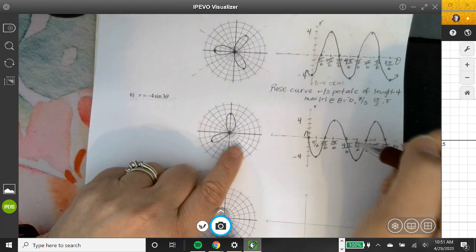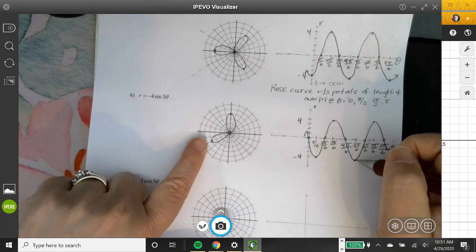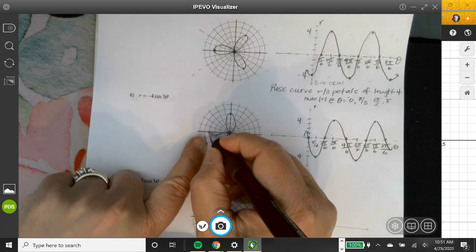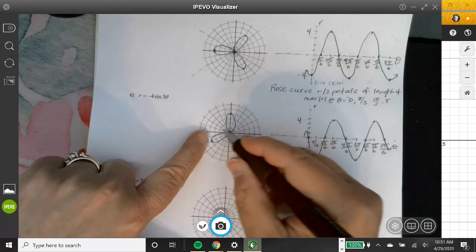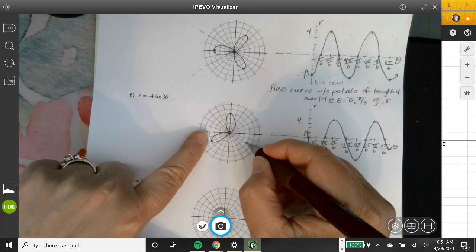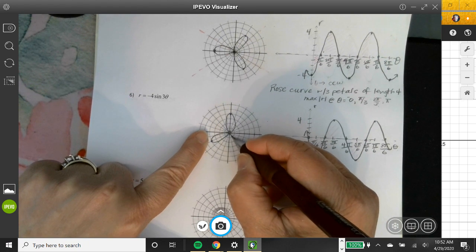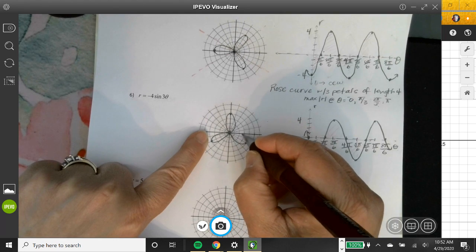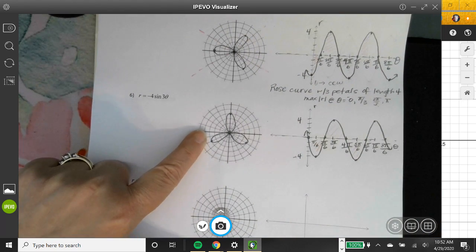Back to the pole. And then we're going to go -4. 1, 2, 3, 4. And go out radially 5 pi over 6, which puts us here. So we're going to pass through the pole, hit the 5 pi over 6, and then come back to the pole at pi. So there we go.